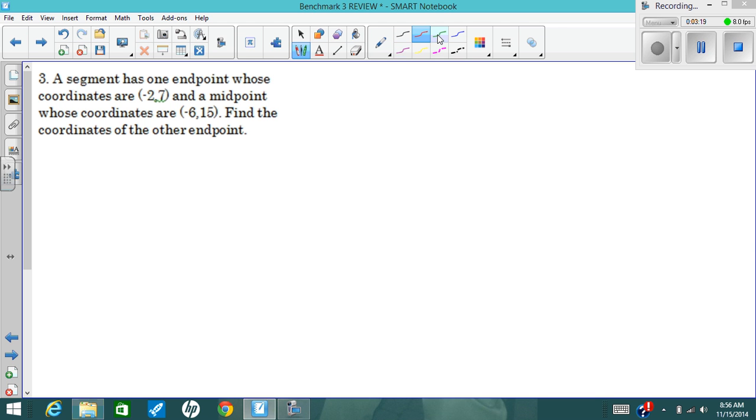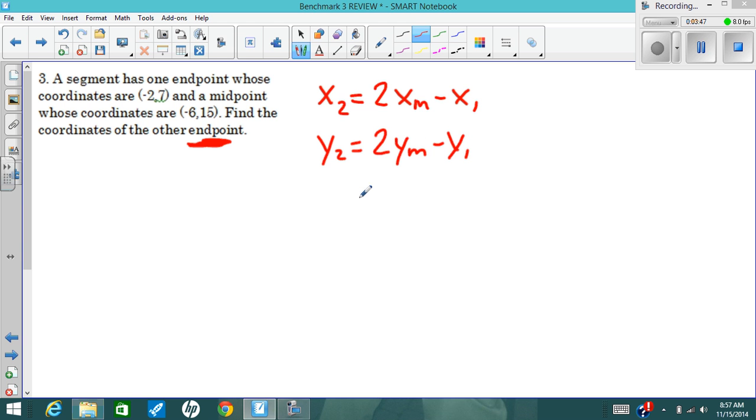Here we have a segment that has one endpoint, that's negative 2, 7, and a midpoint that's negative 6, 15. So we want to find the other endpoint. So we'll use the endpoint formulas. There's 2 of them. x2 is equal to 2 times the x value of the midpoint minus the x value of the first endpoint. And then the same thing for y2. And this x2, y2 is going to end up being our answer. We have to write it like a point.